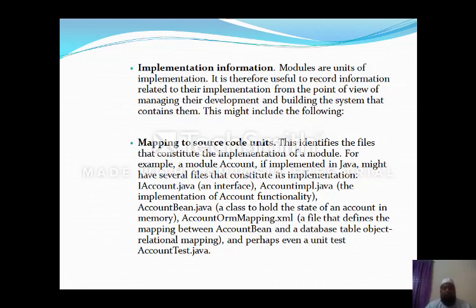This might include the following: mapping to source code units. This is a very important topic. Mapping to source code units identifies the files that constitute the implementation of a module. For example, a module account, if implemented in Java, might have several files that constitute its implementation, such as interface IAccount.java, implementation .java, and bean .java, which will hold the state of the account, and an .xml file that defines a mapping between the account bean and the database object table relationship model, and perhaps a unit test, AccountTest.java.